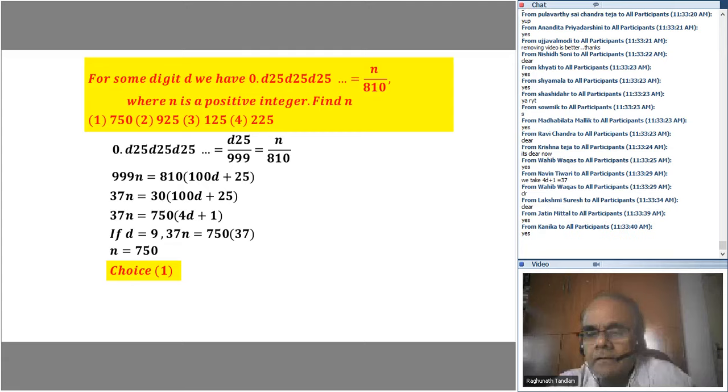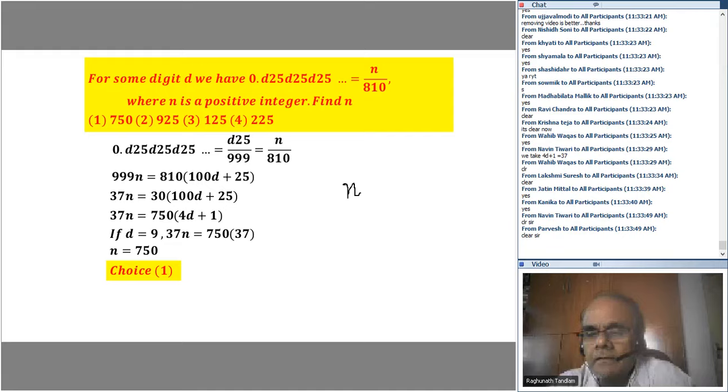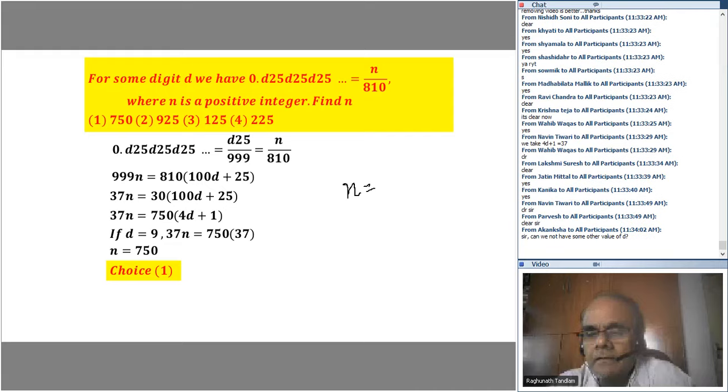What last step you want? Somebody wanted the last step. What is it? Arshika, what doubt do you have? Tell me what's your doubt. You wanted me to explain the last step. See, remember, what is n here, Arshika? 750.